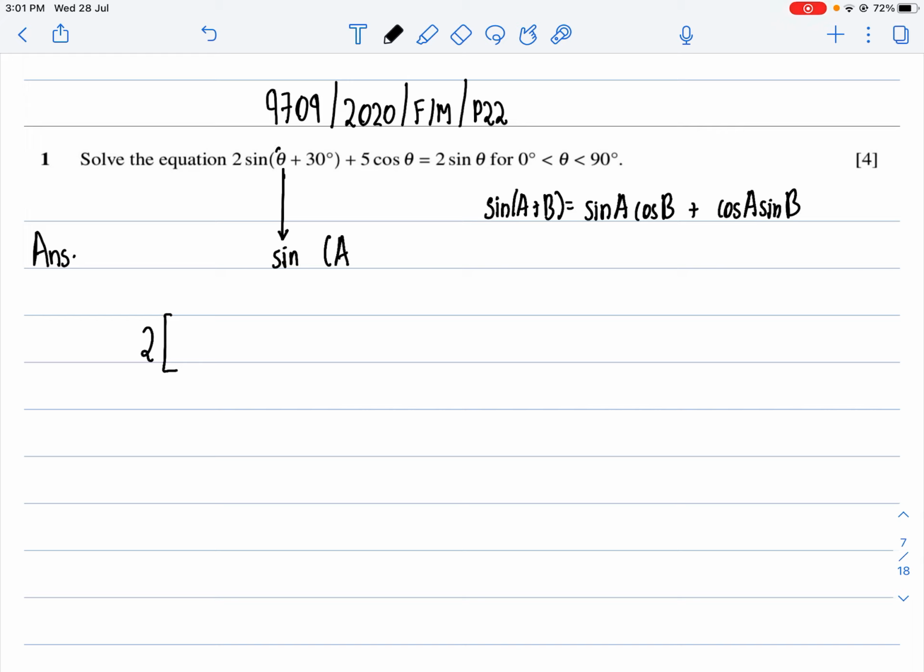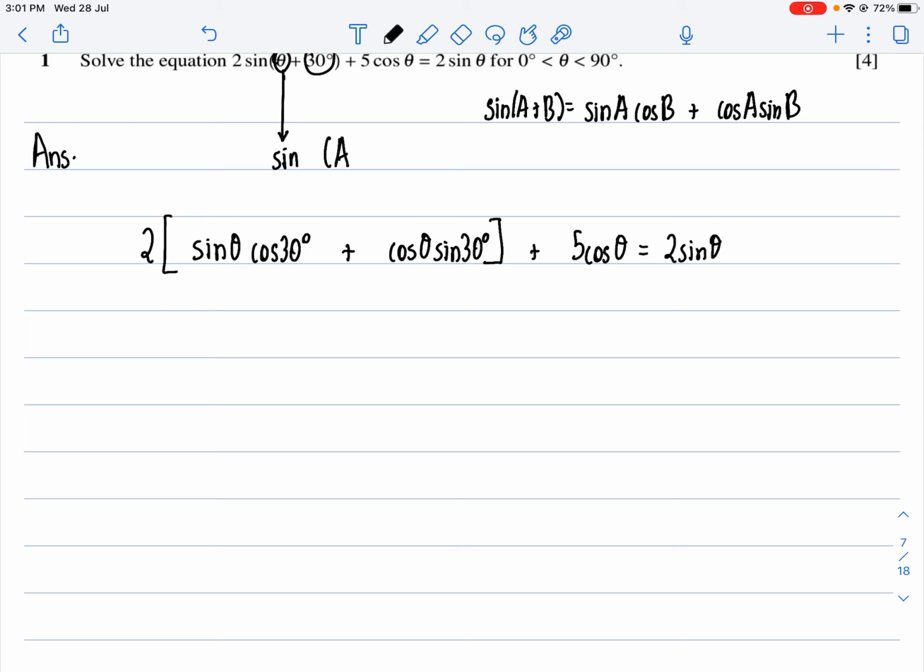Here my A is theta and my B is 30 degrees. So I can write this as sine theta cos 30 degrees plus cos theta sine 30 degrees, plus 5 cos theta equals 2 sine theta. So now, what is cos 30? First, you can write this as 2 into sine theta. I know cos 30 degrees.